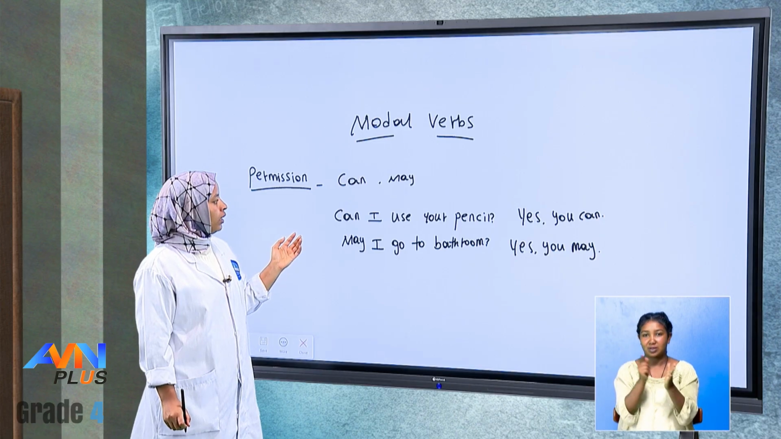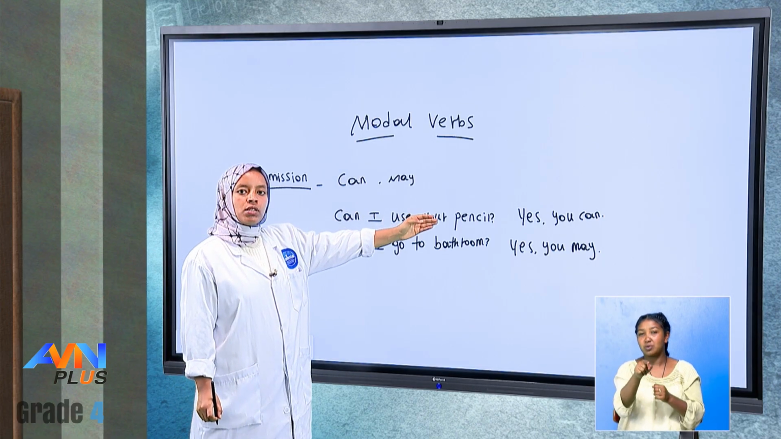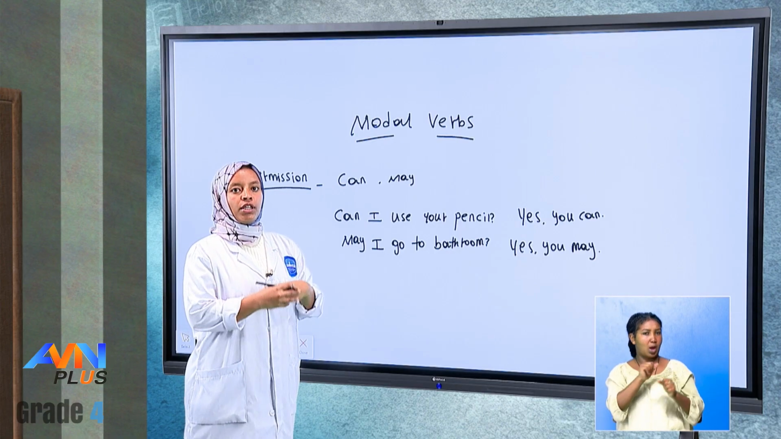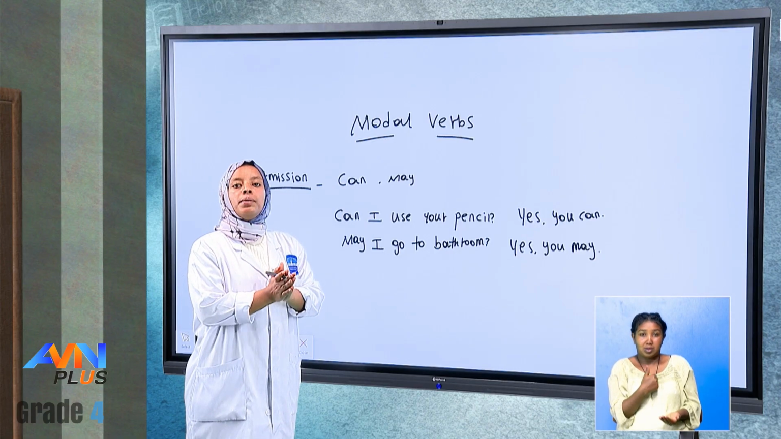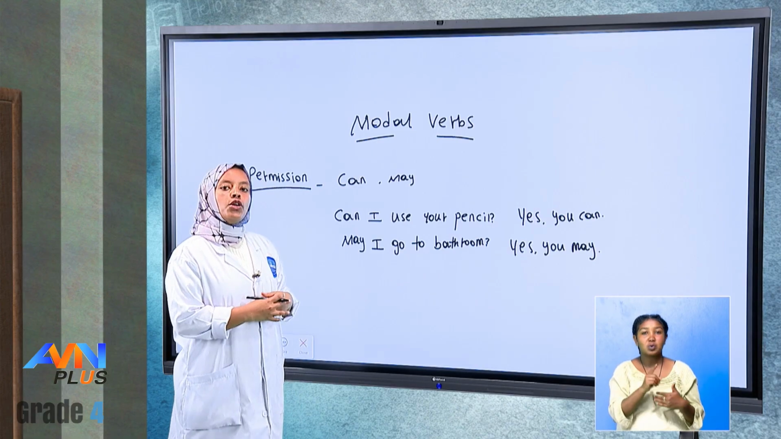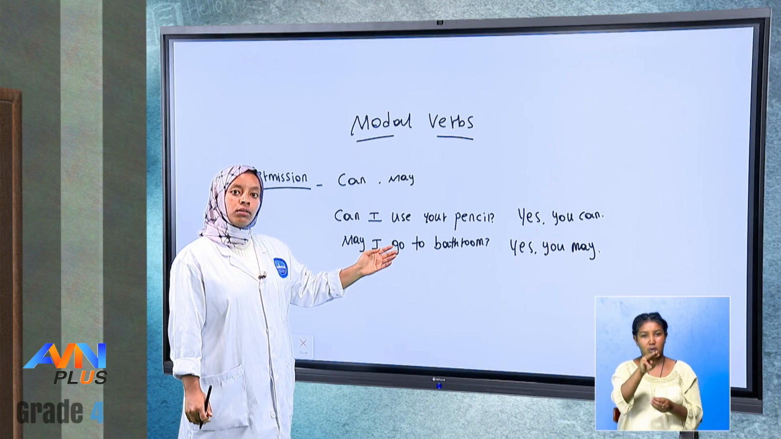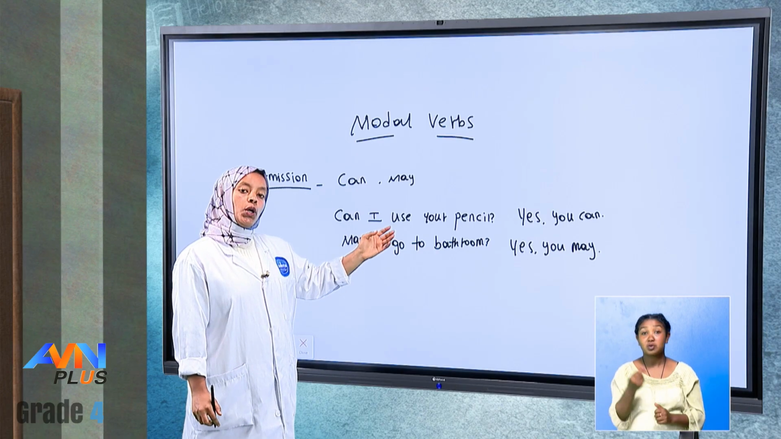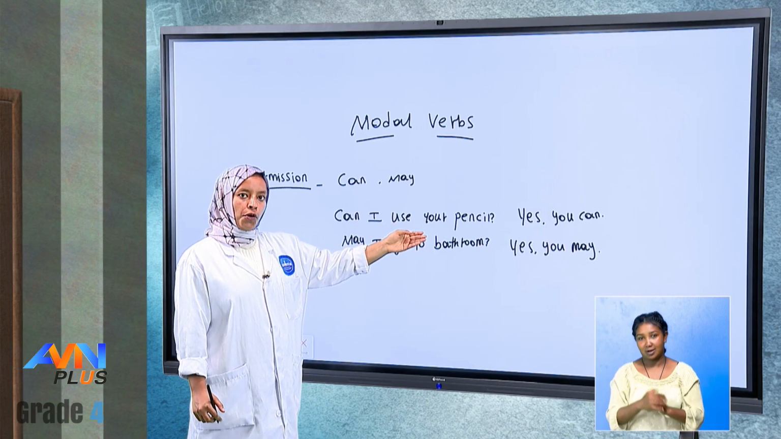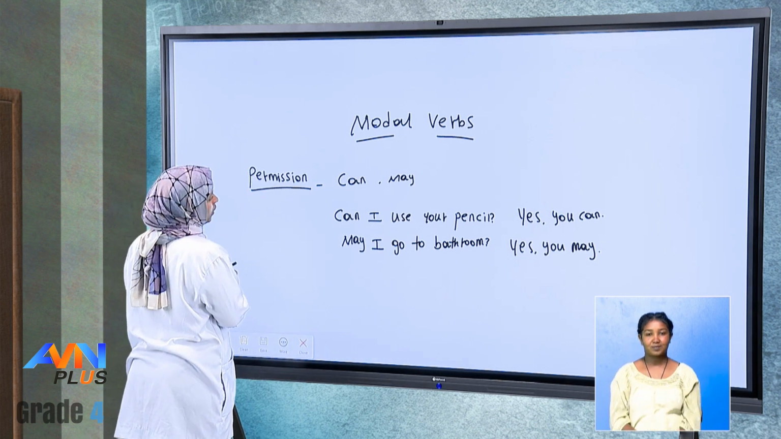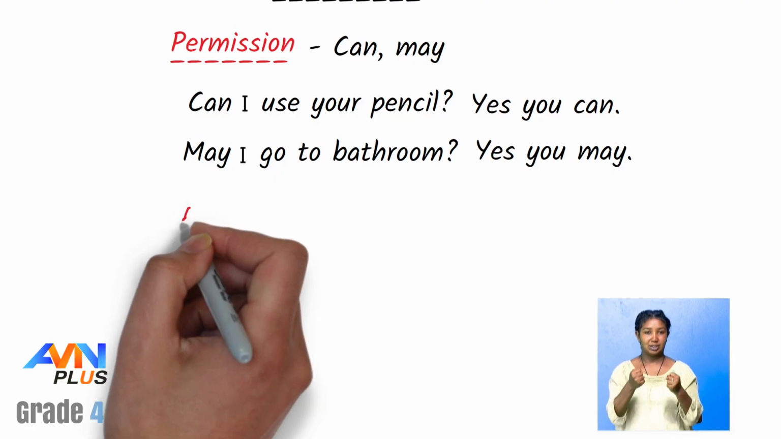For example, can I use your pencil? Maybe your friend said, "No, you can't," maybe he is using his pencil, or maybe he doesn't have one. He said, "No, you can't," and also "You may not." We can use these for negative forms also. Let us continue. The next one is ability.